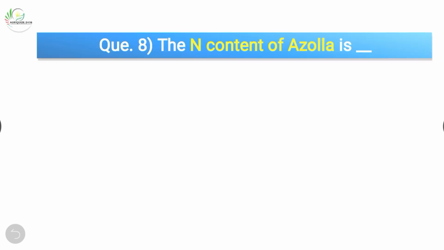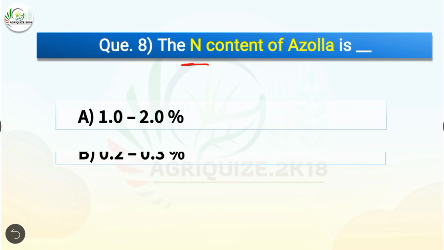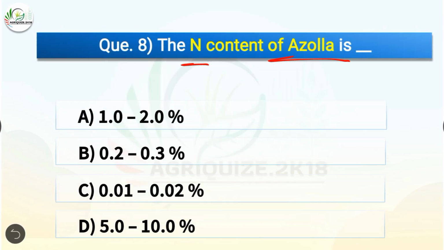Question number 8. The nitrogen content of azolla is dash. The options are 1 to 2%, 0.2 to 0.3%, 0.01 to 0.02%, 5 to 10%. The correct answer is option B, 0.2 to 0.3%. So the N content of azolla is 0.2 to 0.3%.